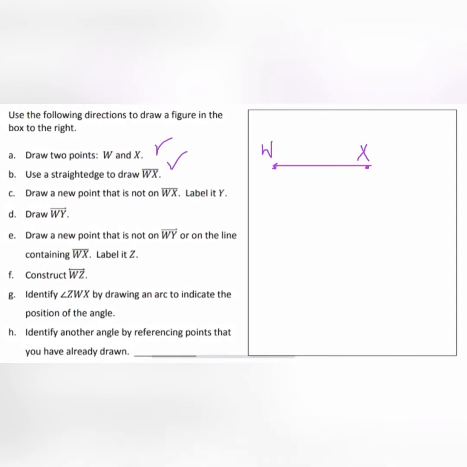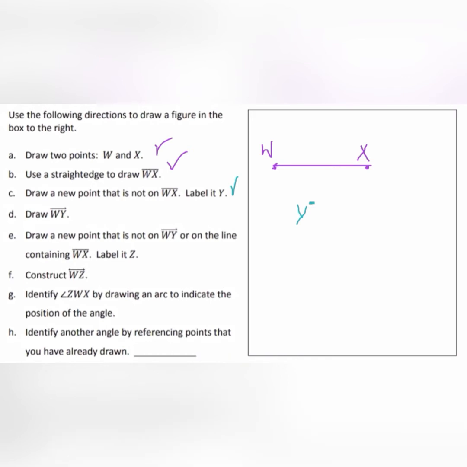Letter C says draw a new point that is not on WX, that is not on line segment WX, and label it Y. So I'll change colors here just so it's easy to see my steps. Okay, so here's my new point. And they want me to label it Y. And I'll check off that step.